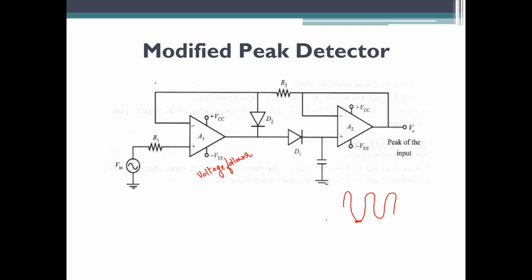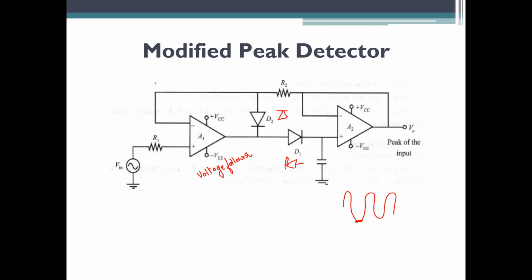Suppose you say, sir, if I want to find the negative peak of the circuit, it is pretty simple. You just reverse the diodes I have connected here. If you reverse the diodes, the diode will conduct during the negative cycle, the capacitor will charge to the negative voltage, and that negative voltage will be available at the output. And this will not let the positive voltage be displayed at the output side of the capacitor. So this is the modified peak detector circuit.